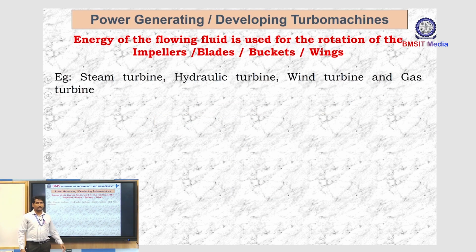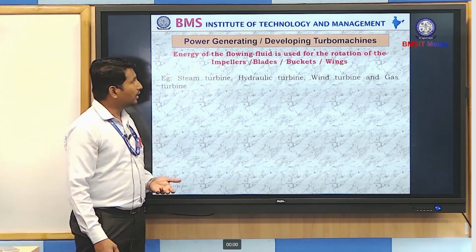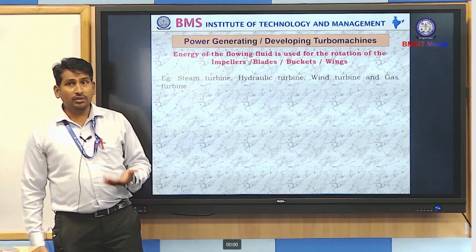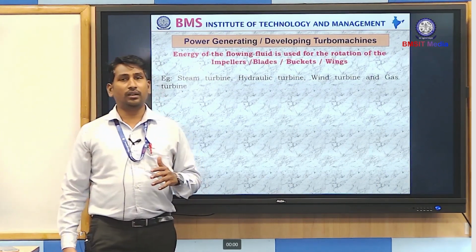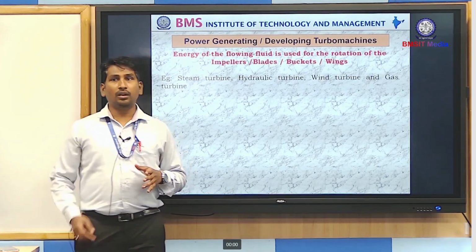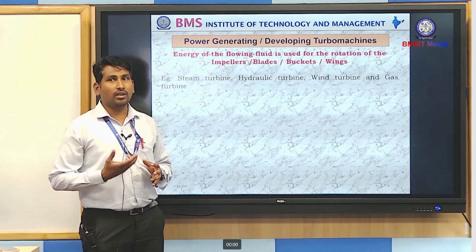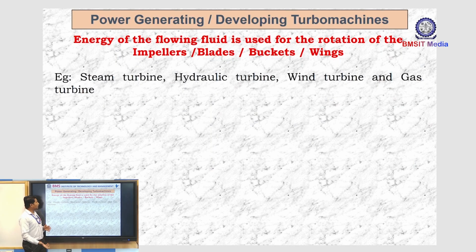Power generating machines. The other name for power generating machines is power developing machines, or power developing turbo machines. In this, what will happen? The energy of the flowing fluid is used for the rotation of the impellers or the blades or the buckets or the wings or the rotor. So I have given different names for the rotor. In some machines it is called an impeller, in some it is called a blade, buckets, and a wing.